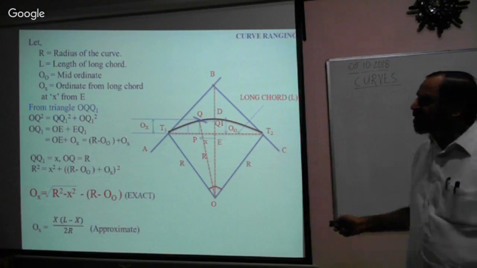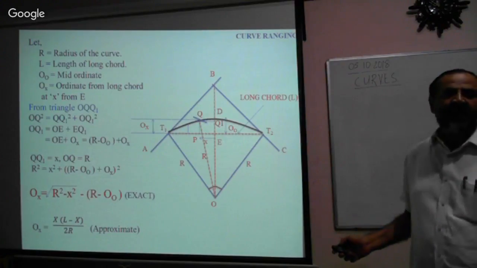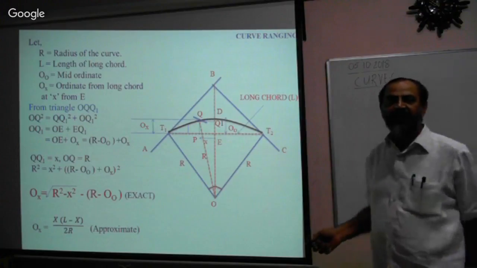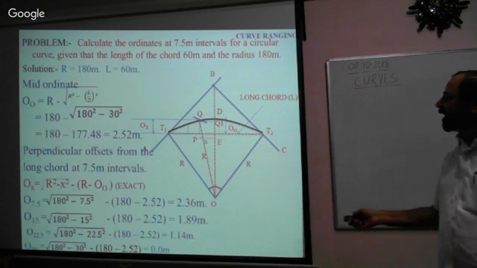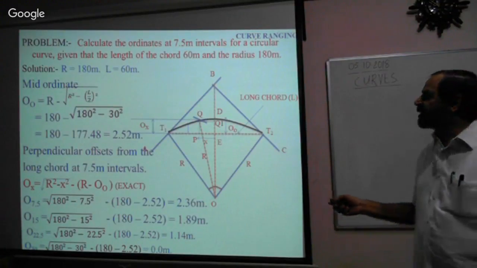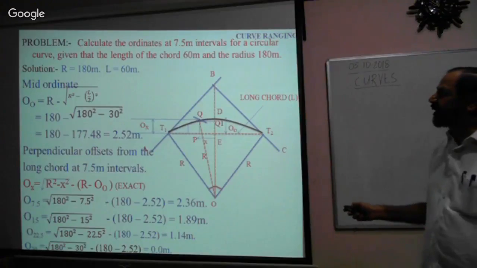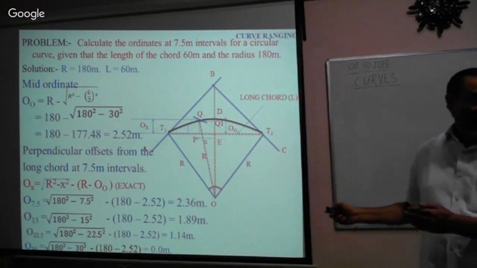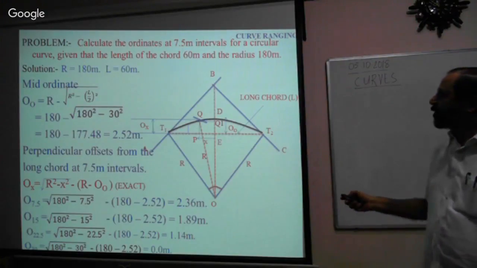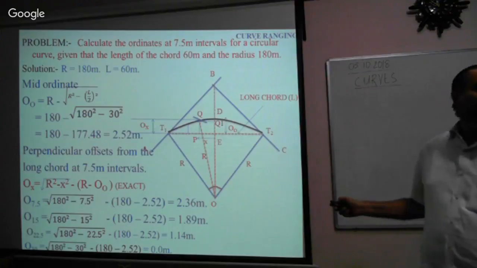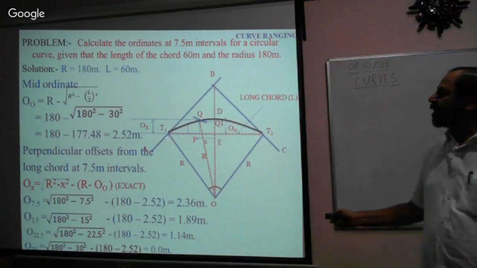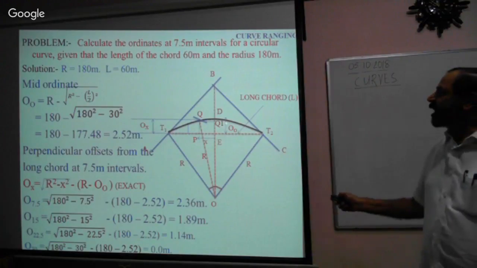Just solving the triangle, applying the Pythagoras equation, we can find out the data required to set the curve. And this is one example, applying the same equations we have discussed. We have discussed how to lay the curve, that is, set out a simple curve by chain and tape method, by long chord and offsets from the long chord.